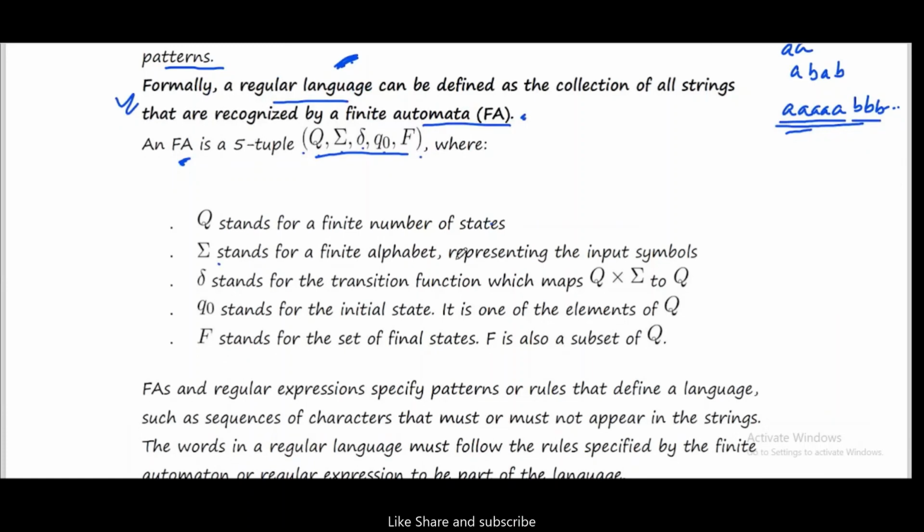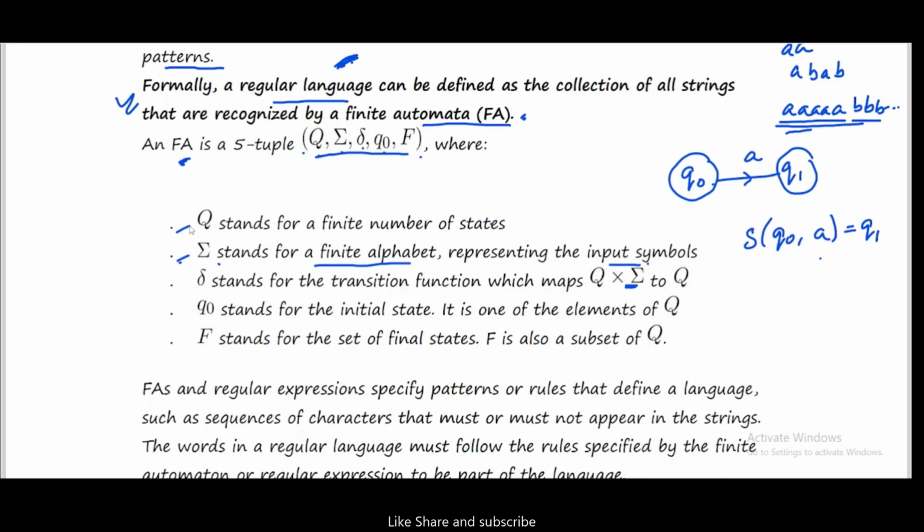Like, what does it mean? Suppose this is a state and this is some other state, and I'm saying that on A from Q0 it will go to Q1. So delta means it will say that from Q0 on A it will reach Q1. This is the transition function, and sigma is the alphabet. We have just seen that sigma stands for the finite alphabet representing the input symbols.